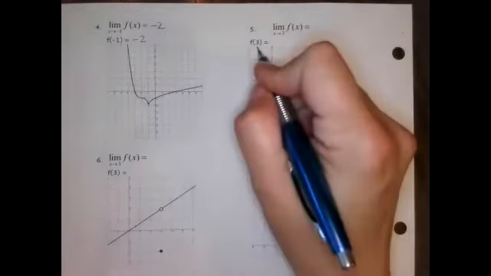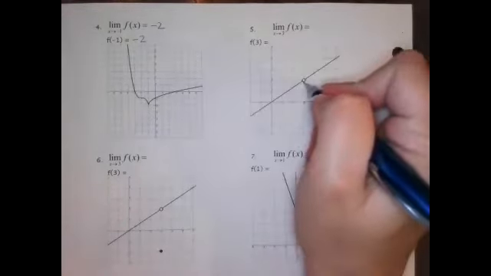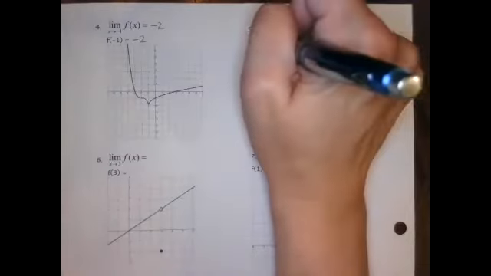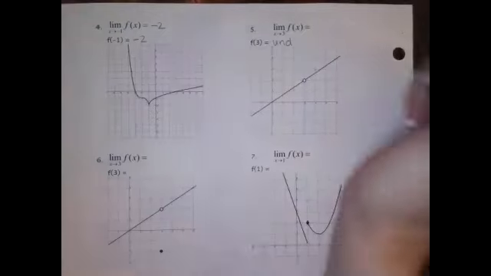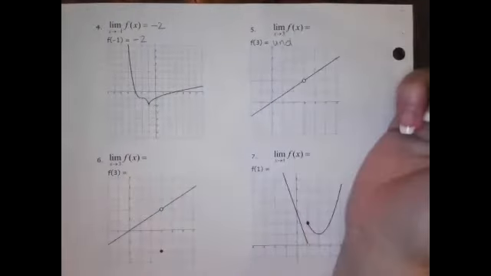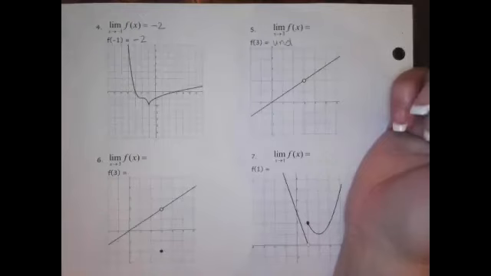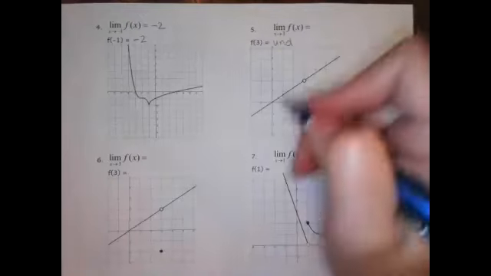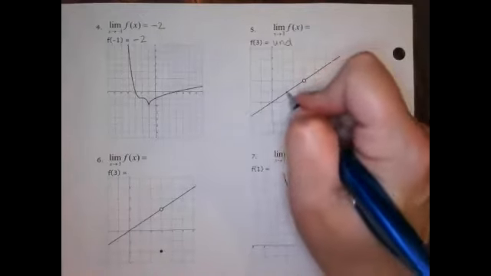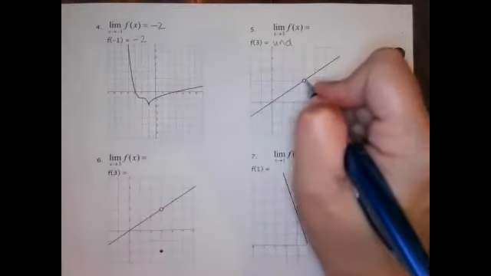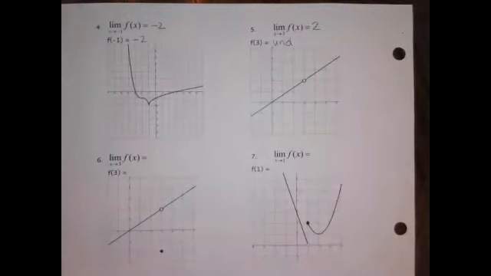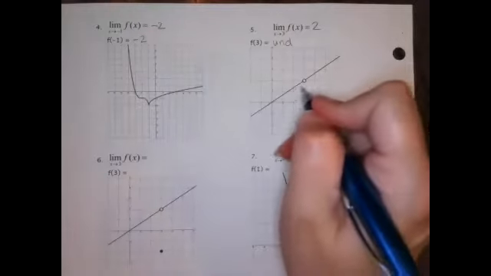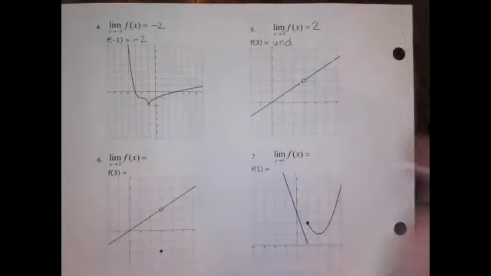All right. F of 3, however, in this one is undefined. There's a hole there. So this is undefined. Now the limit as x is approaching that 3 is defined because this graph is getting closer and closer to 2, which is our value right here. So the limit is 2. Again, we don't necessarily care what's happening at the point, we care what's happening around it. And so it is getting closer and closer to 2. And so that would be our limit there.